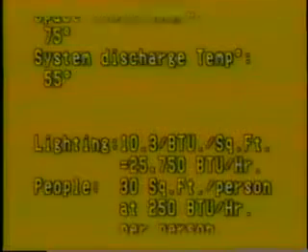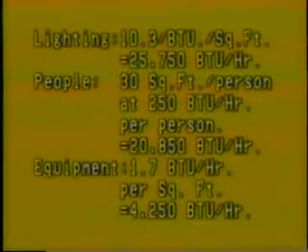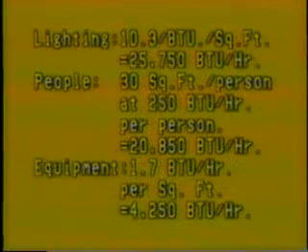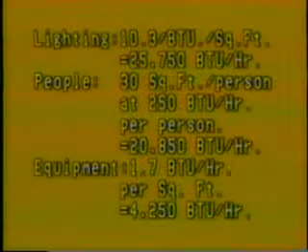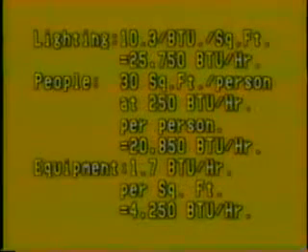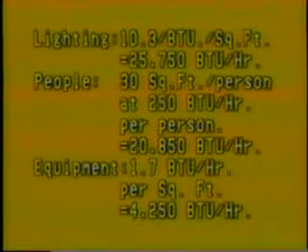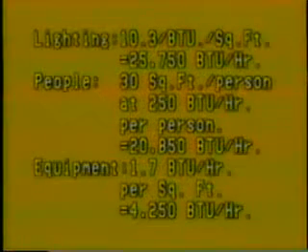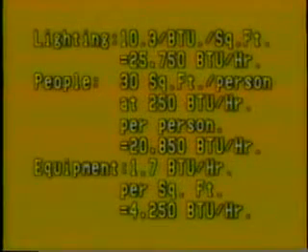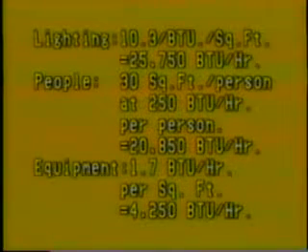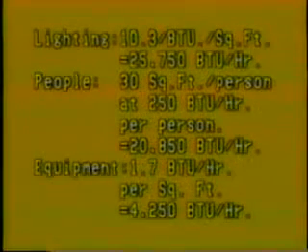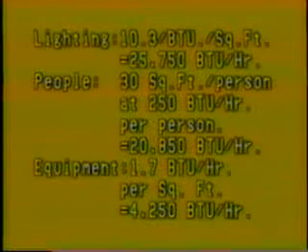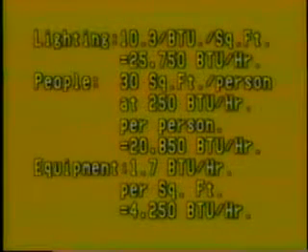Let's now consider each one of our loads, beginning with our lighting load. Our lighting load is 10.3 BTU per hour per square foot, giving us a total of 25,750 BTUs per hour. Our people loads are dependent upon the population density within the building. And let's say that we have a population density of 30 square feet per person at a total of 250 BTUs per hour per person.